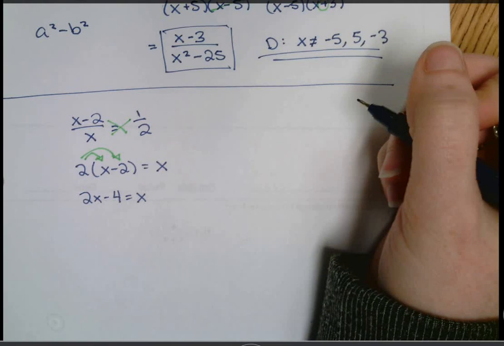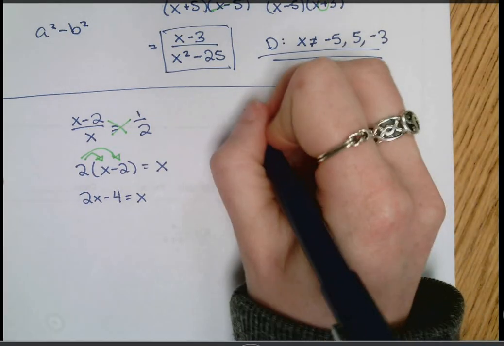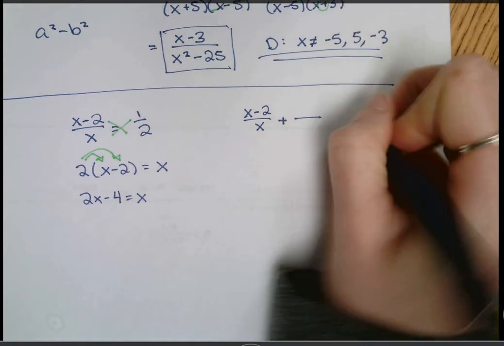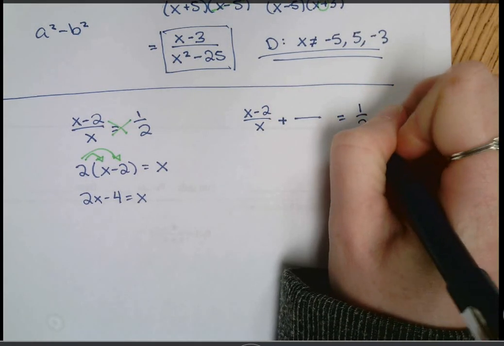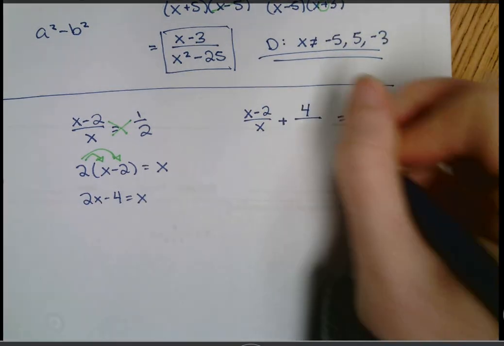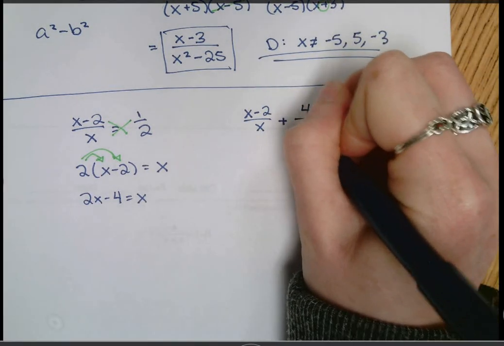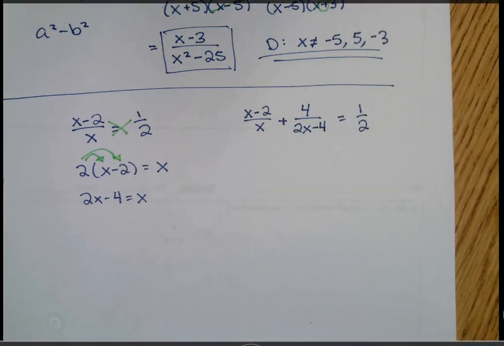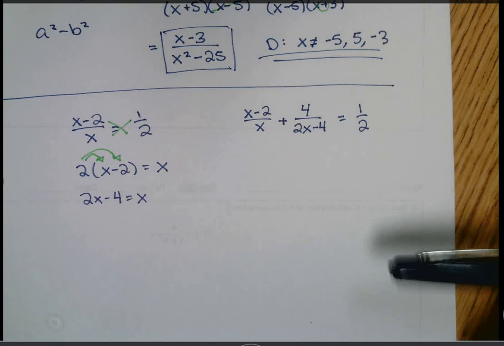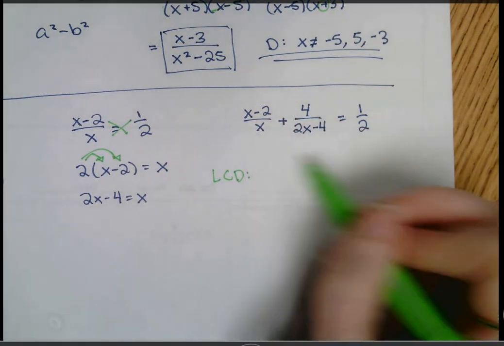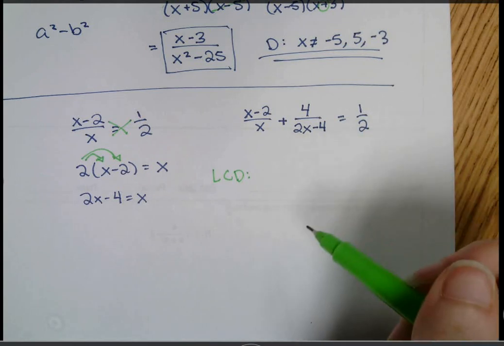But if I have something a bit more complicated, say we still have that x minus 2 divided by x, but say we had a plus something else before our equals 1/2. Let's say it's a 4 divided by 2x minus 4. So what I want to do here is figure out what is my least common denominator. What would I have as my denominator if I was going to try and add these all together?